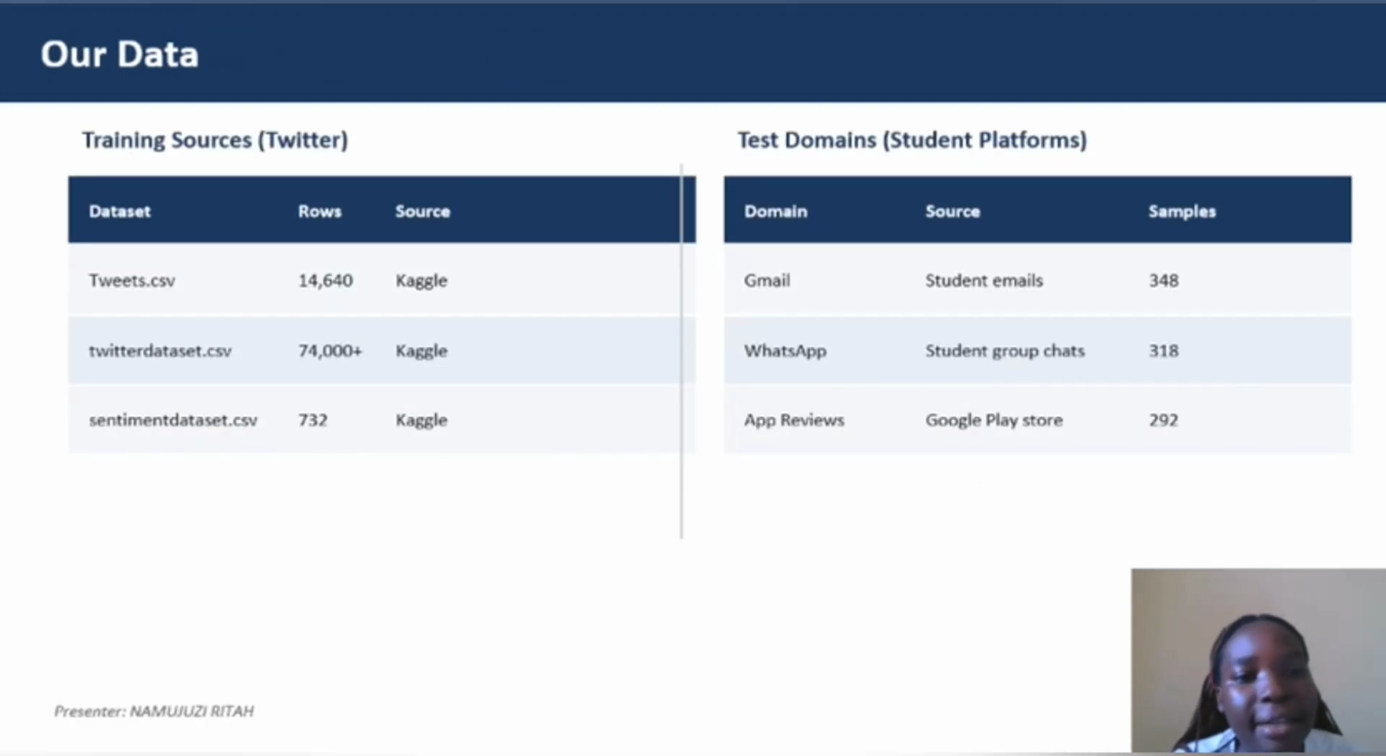So for our data, we have training data and test data. The sources of our data sets: all of the training data was got from Kaggle. We have the Twitter data set and the SafeNet data set. For testing, we have Gmail, WhatsApp, and app reviews. Those are the sources: student emails, student group chats, and the Google Play Store.